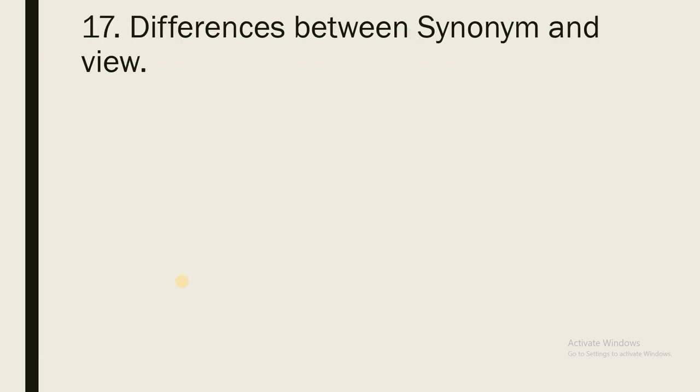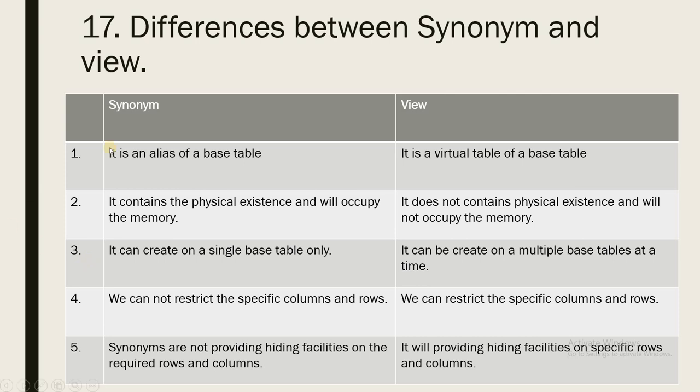The next question is, what are the differences between synonyms and view? Synonyms and view are a little bit the same, so we need to check the differences. Now let's see. A synonym is an alias of a base table, but a view is a virtual table of a base table. The synonym contains physical existence and will occupy memory. But a view does not contain physical existence and will not occupy memory.